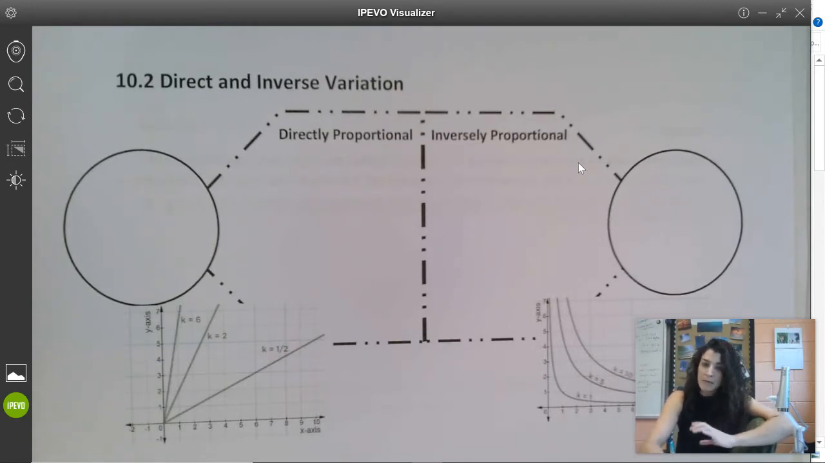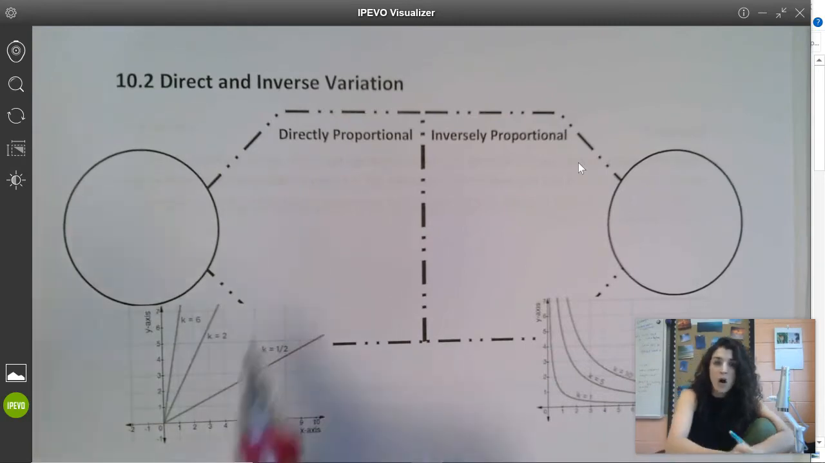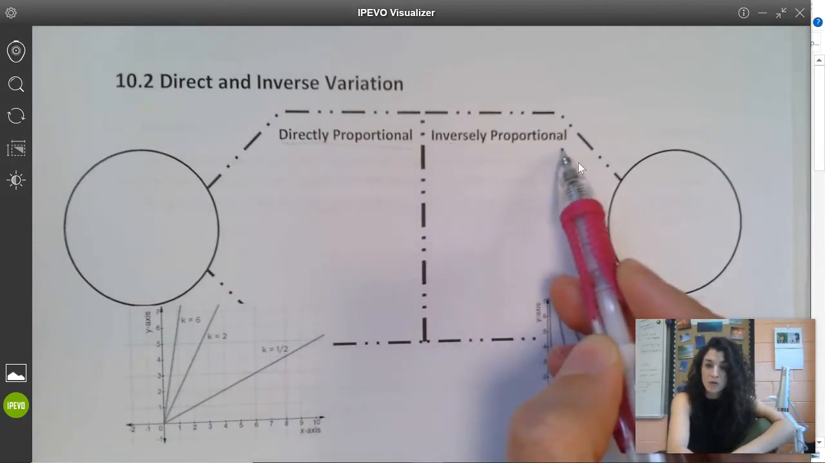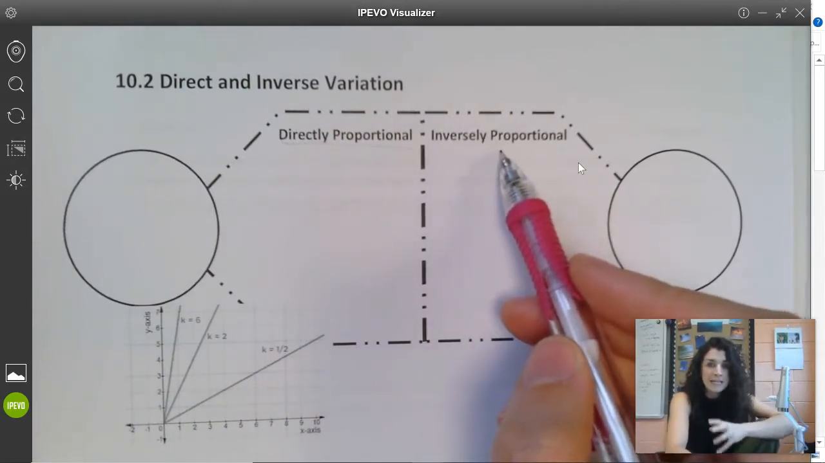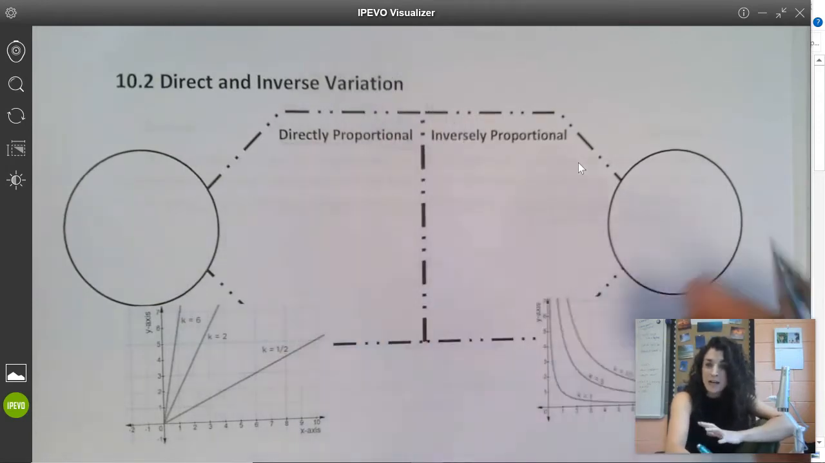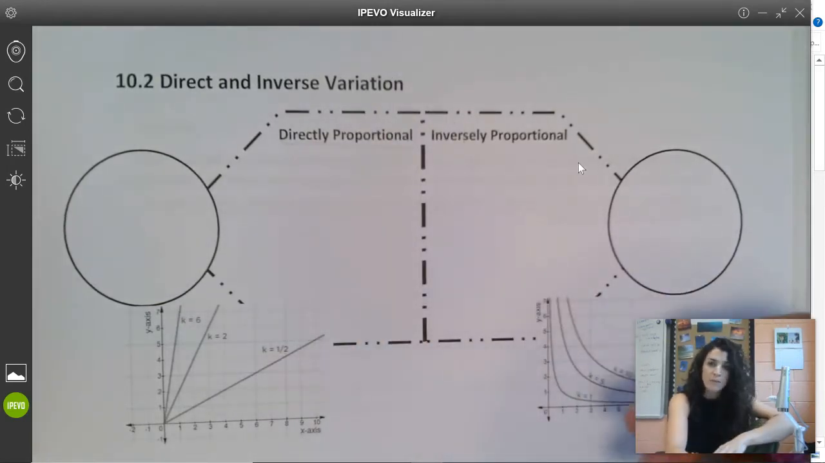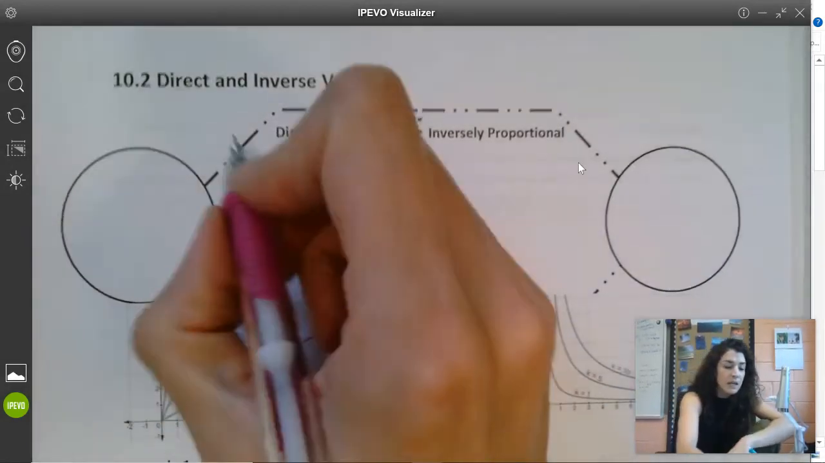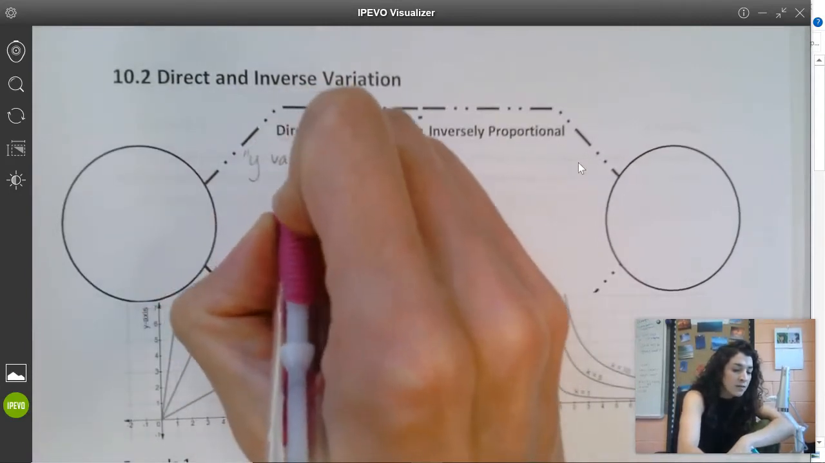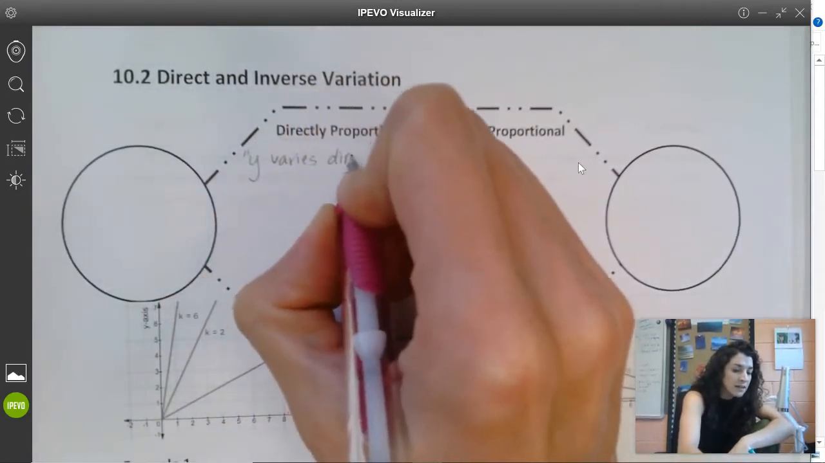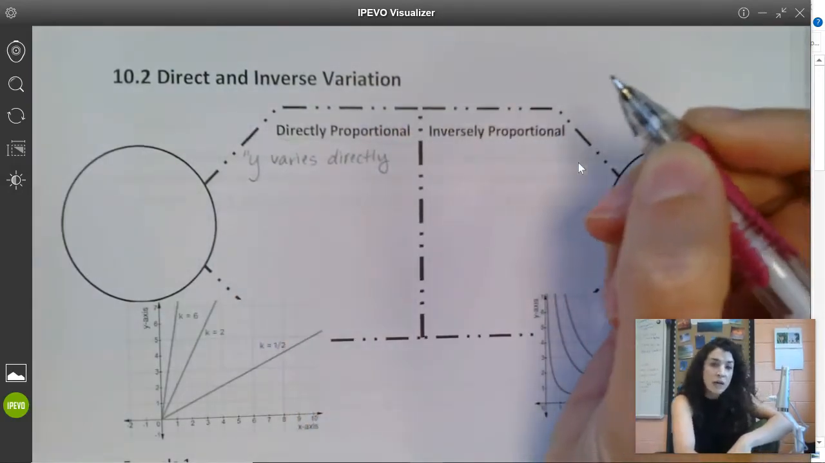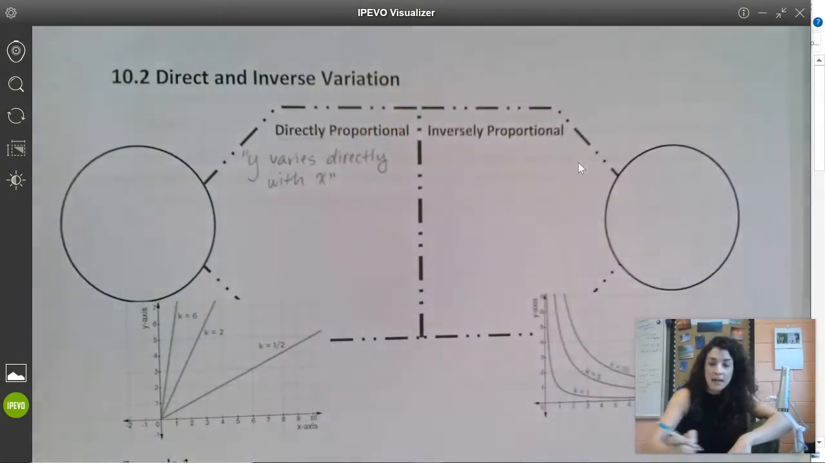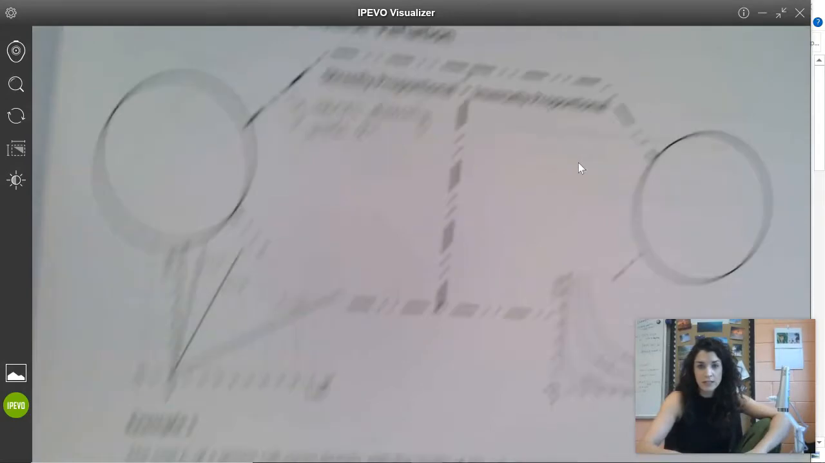This type of modeling is very reliant on the phrases directly proportional or inversely proportional. These would be your major clues that it is a variation type of problem, that they are proportional in some way. So we have two different ways that things can be proportional, directly or inversely. And it has the phrase y varies directly, or y is directly proportional to x. And that will tell you, okay, we're talking about a proportional relationship.